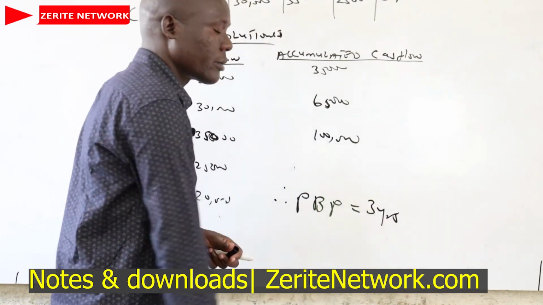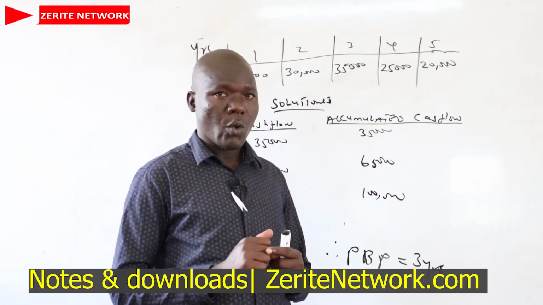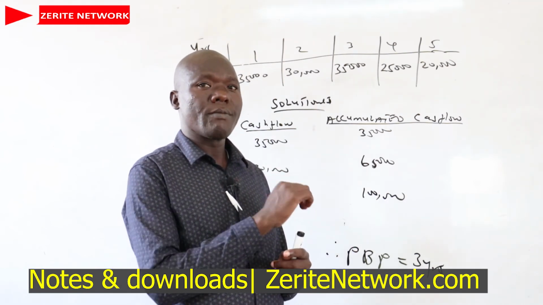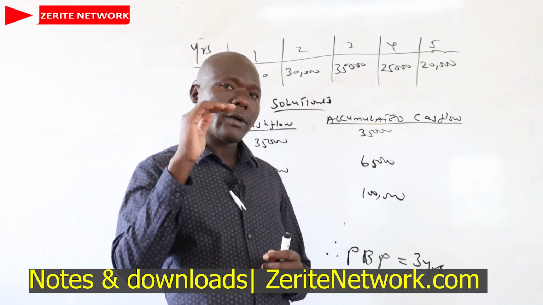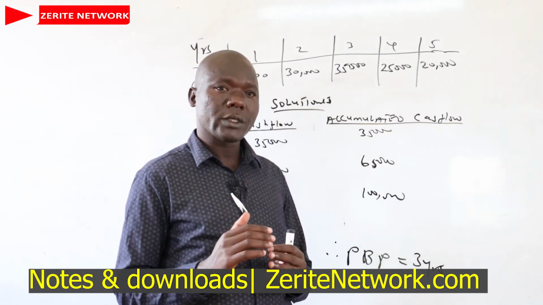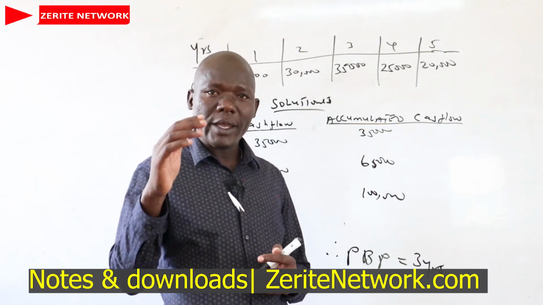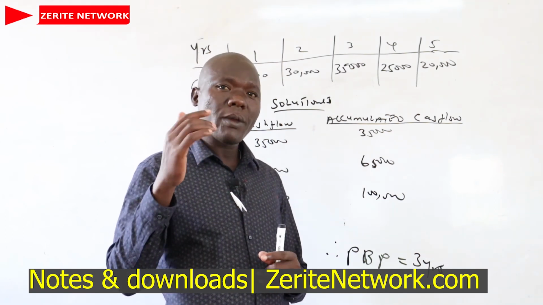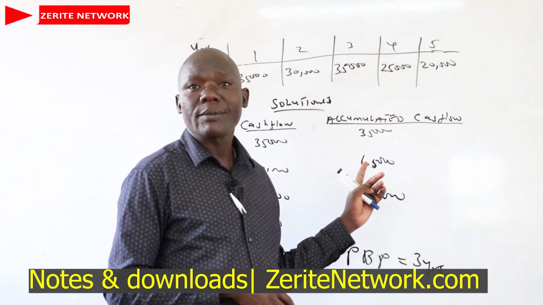In conclusion, on the decision criteria, we will accept the project because the period at which we will recoup the 100,000 is less than the period we were given, which was 5 years. As we know very well, the shorter the payback period, the better the project, and therefore we accept such a project.